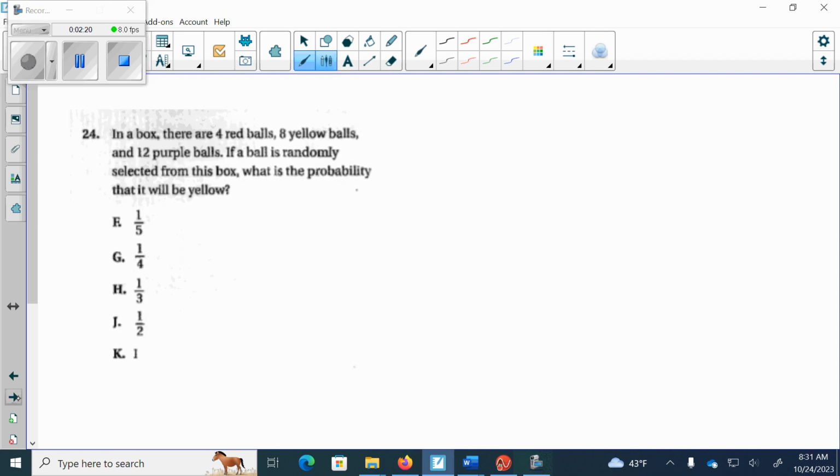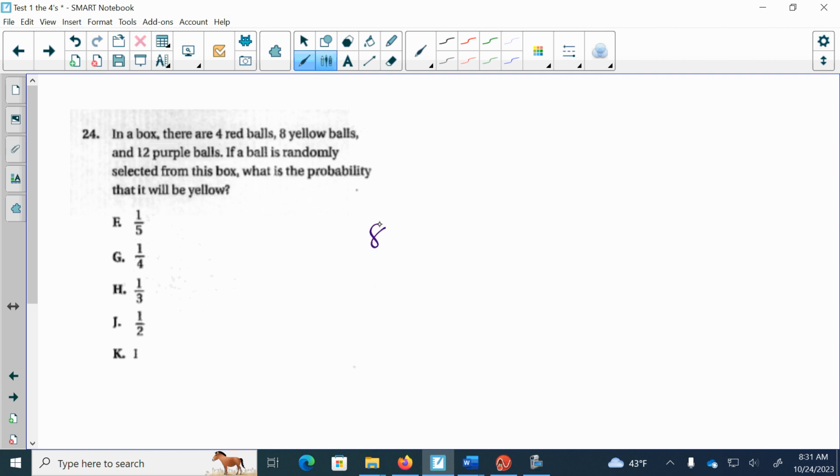Okay, the next one: in a box there are 4 red balls, 8 yellow balls, and 12 purple balls. If a ball is randomly selected from this box, what is the probability that it will be yellow? So you're going to take the chances of yellow, which is 8, over the total. You're going to add 8 plus 4 plus 12, and you're going to get 24. So you have 8 out of 24, which simplifies to 1/3. So the correct choice is H.